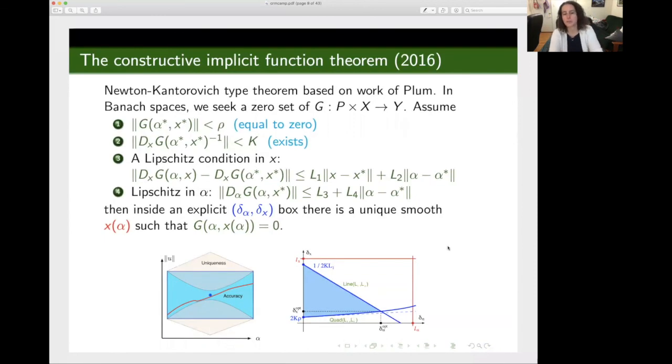Okay, so starting at the beginning with the underlying theorem, this is a constructive implicit function theorem. And like I said, this is based on work of Plum. We're assuming we start with a parameter space P and a Banach space X, and G is going to be mapping from P cross X into another Banach space Y. And we're looking for zeros of G as a function of the parameter.